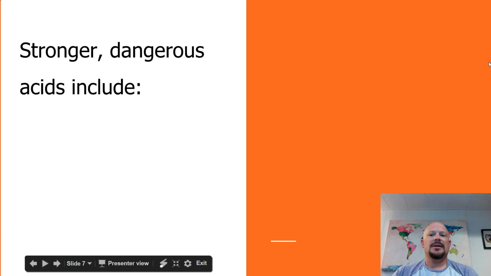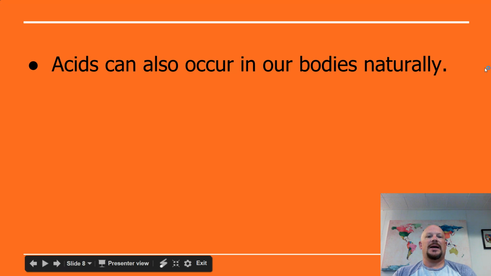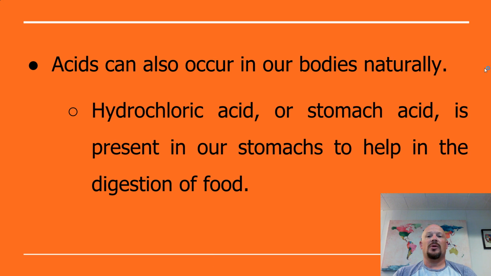Stronger, dangerous acids that you would not want to eat include sulfuric acid and nitric acid. Both of these are used in both explosives and fertilizers. And so they're not things that you want to consume and put into your body. Acids can also occur in our bodies naturally. You have stomach acid. Hydrochloric acid is present in your stomach to help digest and break down food. In fact, if you don't have enough hydrochloric acid in your body, you can't get the nutrients that you need when you eat. And so that's all the notes there that you have for acids.